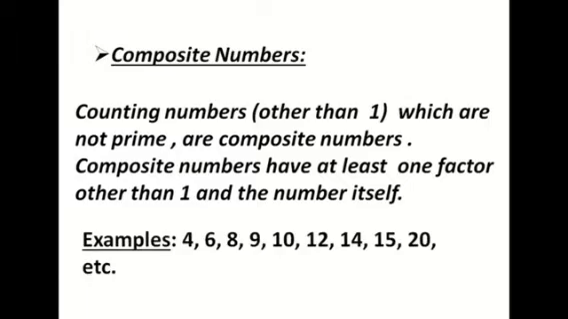Look at these examples: 4, 6, 8, 9, 10, 12, 14, 15, 20. If you factorize all these numbers, you will get at least one extra factor other than 1 and the number itself. If I think of 4, if you factorize 4, it will be 1 4s are 4, 2 2s are 4. So the factors are 1, 2 and 4. For a prime, it will be only 1 and the number itself. But here there will be at least one extra factor.